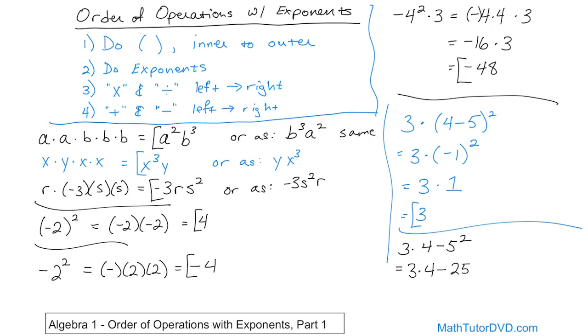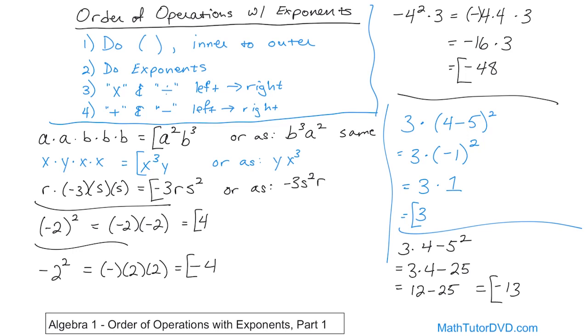All right, and then you look at your order of operations. I've done my parentheses. I've done my exponents. Now I do multiplication and division left to right. So I have a multiplication here that comes before that subtraction. So 3 times 4 is 12, and then I have minus 25. There's only one thing left to do, and that is the subtraction. What is 12 minus 25? You handle it by subtracting. 25 minus 12 is 13, and the sign goes with the larger absolute value, which is negative. So you get negative 13, and that's the final answer.